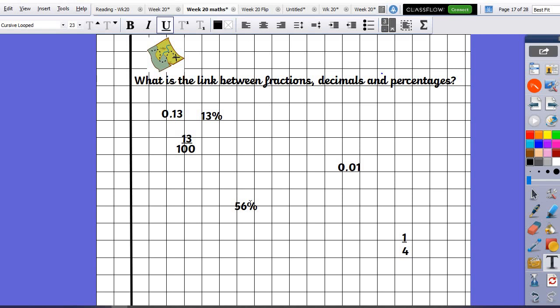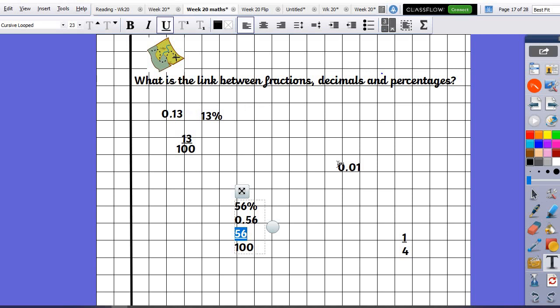Okay, so hopefully you've got the other two options for all of them. So we've got percentage, decimal, and a fraction here. So 56% is 0.56, and it is 56/100.